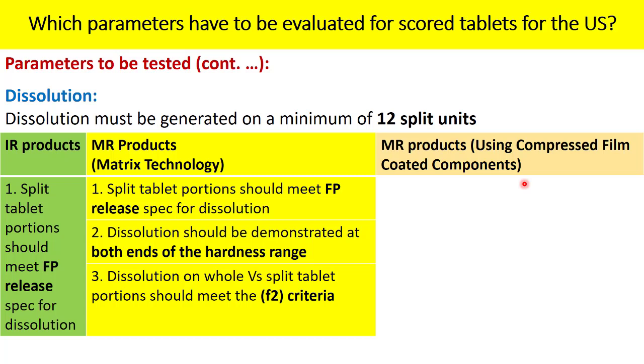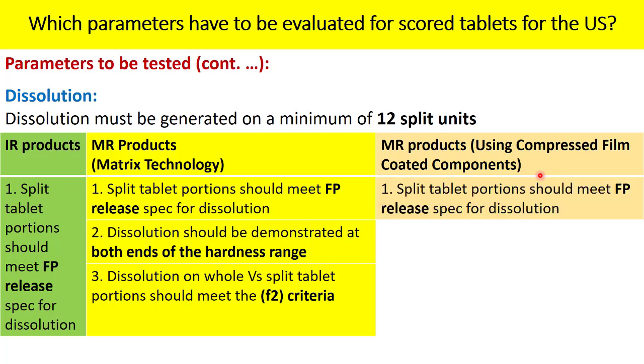For example, you must have seen that esomeprazole or omeprazole get manufactured with the MUPS technology. So the formulator will make the pellets of the omeprazole, which are called, let us say, enteric coated pellets. And then these pellets will be compressed with the help of some cushioning agent, some other diluents, in the form of a tablet. So this is the MR product using compressed film coated components.